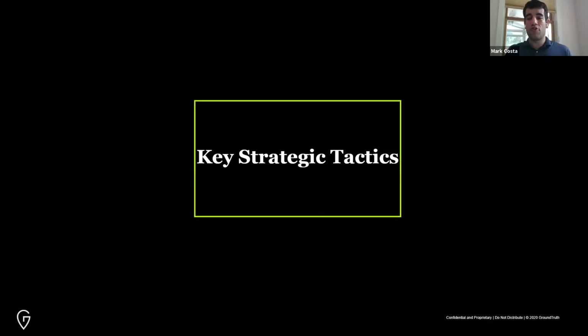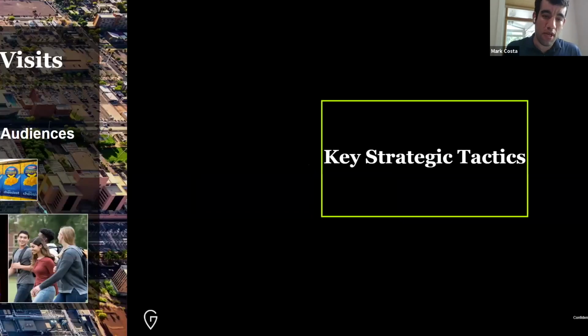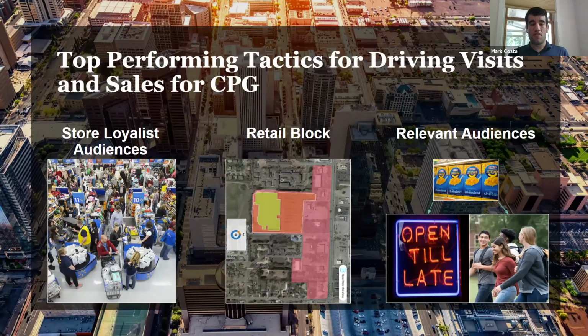Let's go over some key strategic tactics. Firstly, the top performing tactics for driving visits and sales for CPG. We like to say there are three buckets: the store loyalist audience, the retail block, and any relevant behavioral or brand audiences. Let's take Gatorade as an example. Gatorade is working with Walmart, so we should really be targeting the first party audience of Walmart Supercenter on our platform, because that's the user who is going to be purchasing Gatorade at Walmart. We really want to heavily prioritize that tactic.